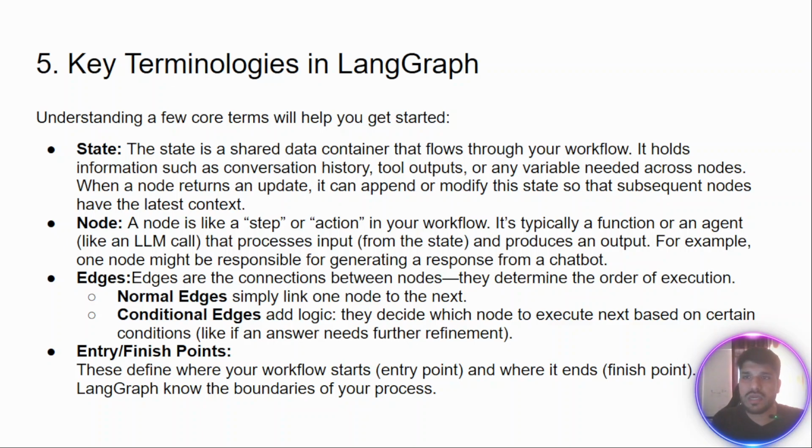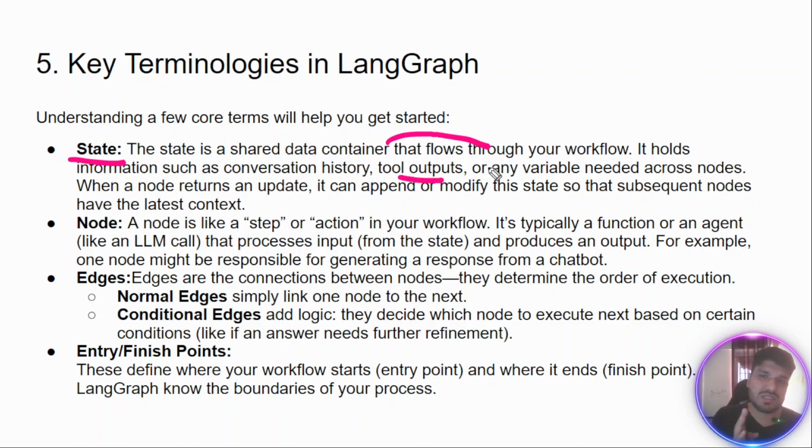Now there are a few key terminologies I think it is very important you need to understand. The first is the state. The state is a shared data container that flows through your workflow, meaning this is something that all your workflow things must be aware of, right? So it holds some information such as, for example, a conversation history that all nodes need to know, or some outputs that need to be written, or any variable that you need across the nodes, right? So all these kinds of information are stored in the state.